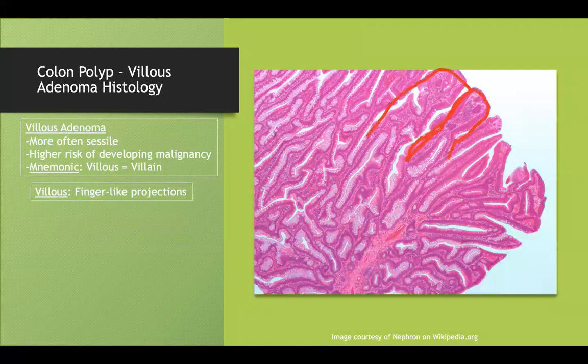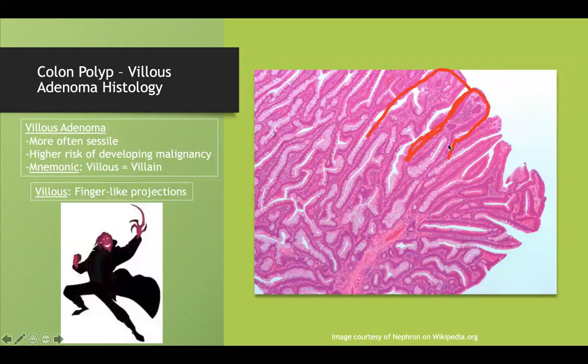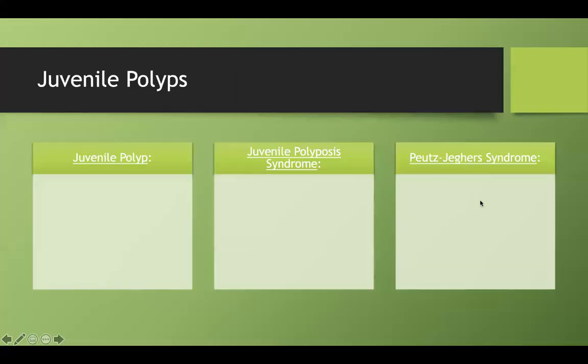Villus just means you'll see finger-like projections like this right here, boom, boom. I always think of this guy. I don't know if anybody's ever seen Osmosis Jones, but this is the villain. This is Thrax, Anthrax guy. He's got this long nail here, and I just remind myself, if I ever see Thrax's long nails here, I know that's a villus adenoma.